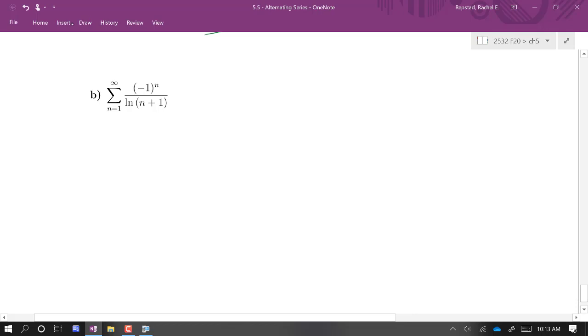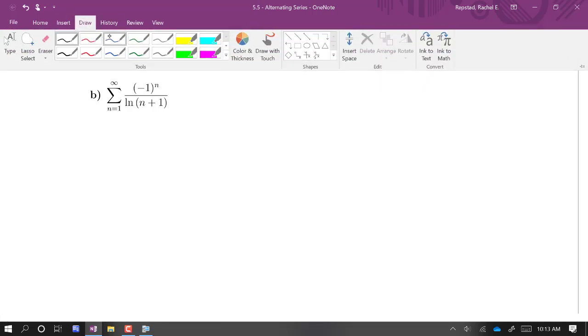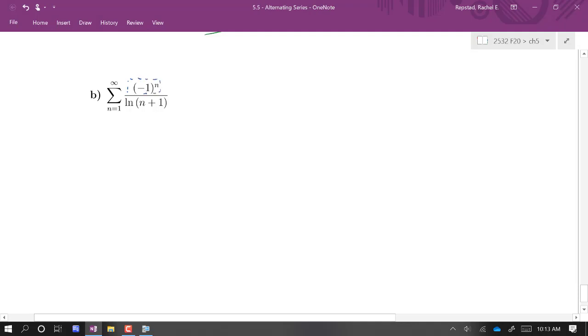All right, let's do one more. This is an alternating series. I've got -1 to the n over ln of n plus 1. So this is alternating. We could take the first few terms to get a sense for what's going on. When n is 1, it's negative, so we have negative 1 over ln of 2, plus 1 over ln of 3, minus 1 over ln 4, and so on.